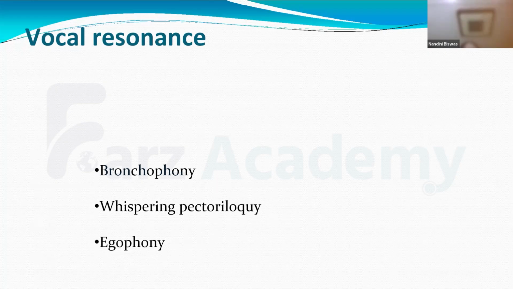So vocal resonance, I wouldn't bother too much. Vocal resonance, bronchophony, whispering pectoriloquy. These are when even the low pitch sounds get transmitted through solid lungs and can appear louder than they normally would be. And egophony is when the quality of the sound changes completely. So I probably wouldn't worry too much about this.